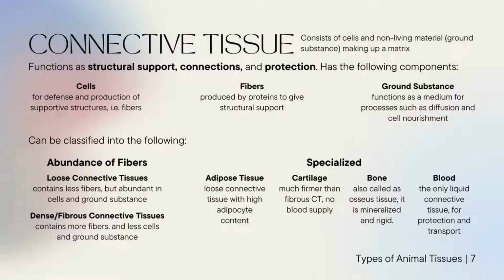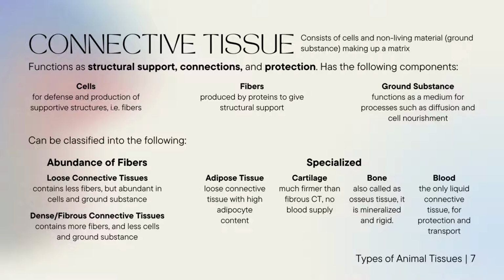And next, the ground substance. It functions as a medium for processes such as diffusion and cell nourishment. Ground substance is usually a non-living material, which is sometimes an inorganic compound. For example, water in the plasma is the ground substance of the blood.